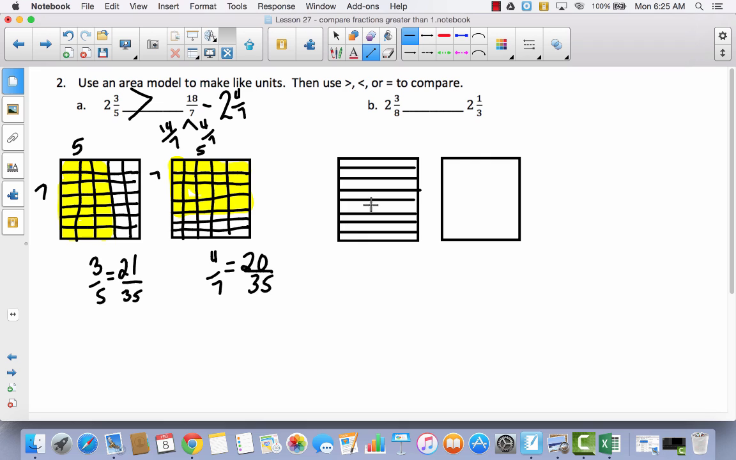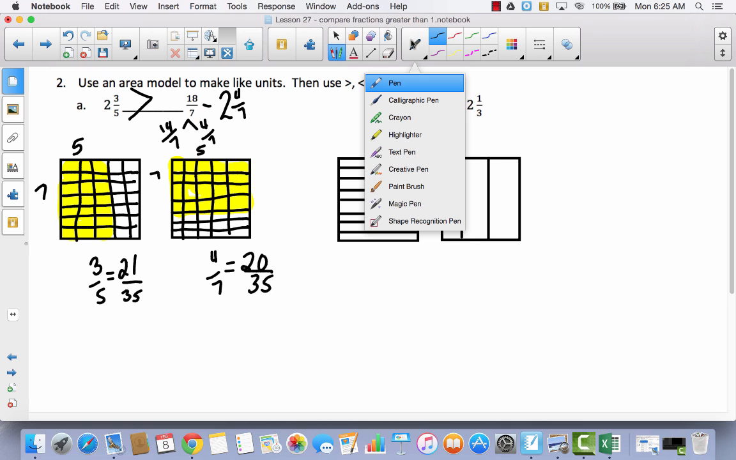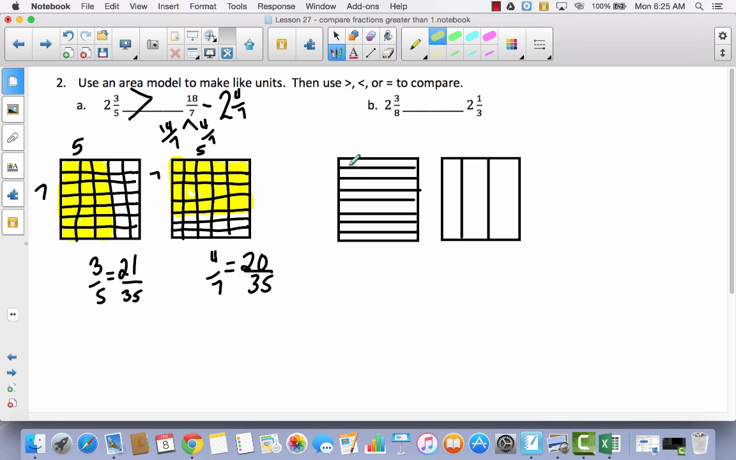Okay, so now I have 8 parts. Here, I'm going to do thirds, but remember I have to go the opposite direction. Okay, so now I'm going to go over here and I'm going to shade. I've got to shade 3 out of 8 to make this 3/8. And then I've got to shade 1 out of 3 to make this 1/3. So again, notice that I'm making sure that I can still see those lines.